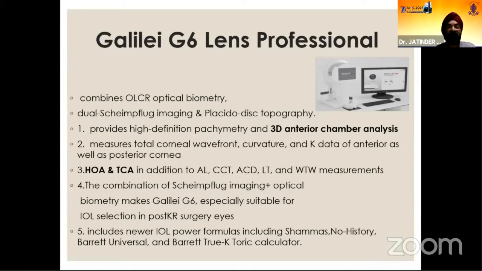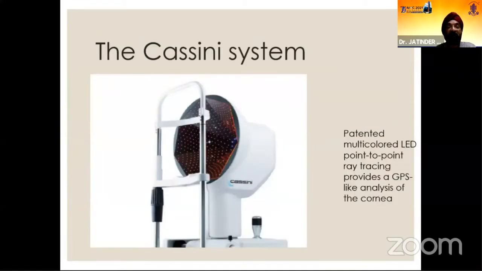Galilei G6 Lens Professional combines optical low coherence optical biometry, and along with all the other parameters, it also estimates 3D anterior chamber analysis, and higher order aberration and total corneal astigmatism are also estimated.